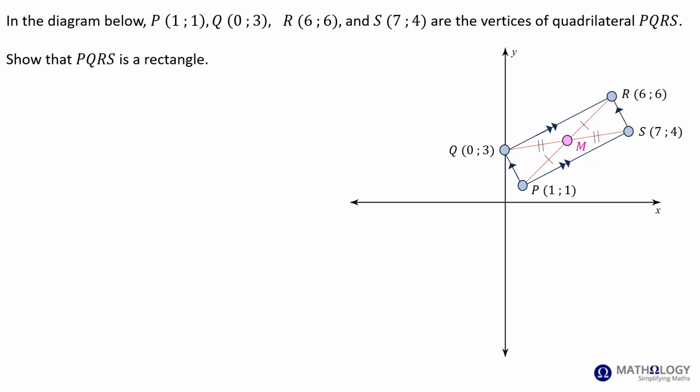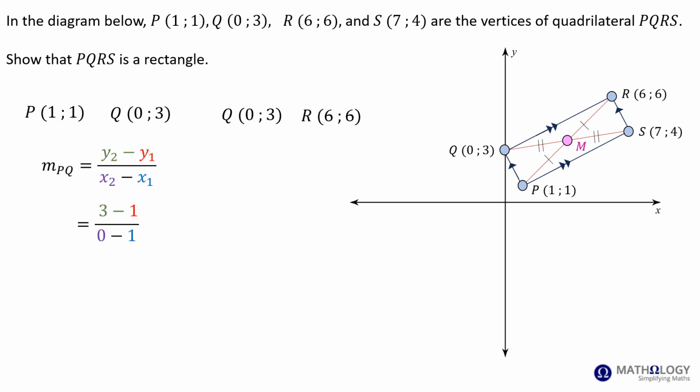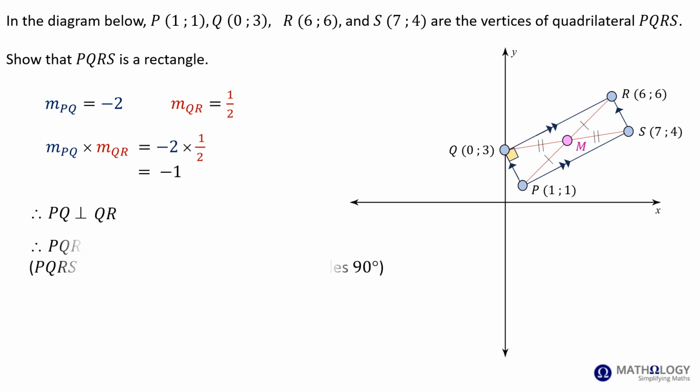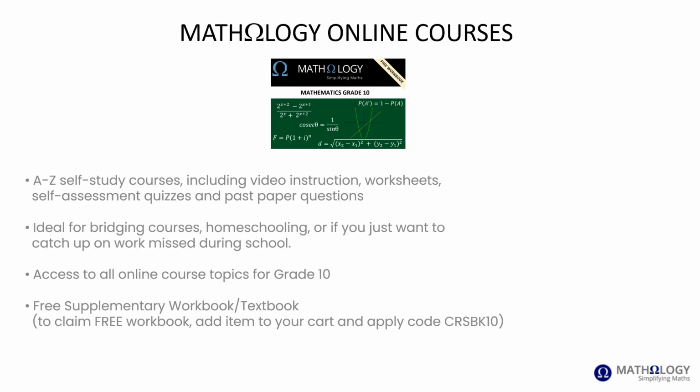To show that one interior angle equals 90 degrees, we need to show that the product of the gradients of two adjacent sides equals -1. So, the gradient of PQ is -2, and the gradient of QR is 1/2. Since the gradient of PQ times the gradient of QR equals -1, we can state that PQ is perpendicular to QR, and therefore PQRS is a rectangle, since it is a parallelogram with interior angles equal to 90 degrees.